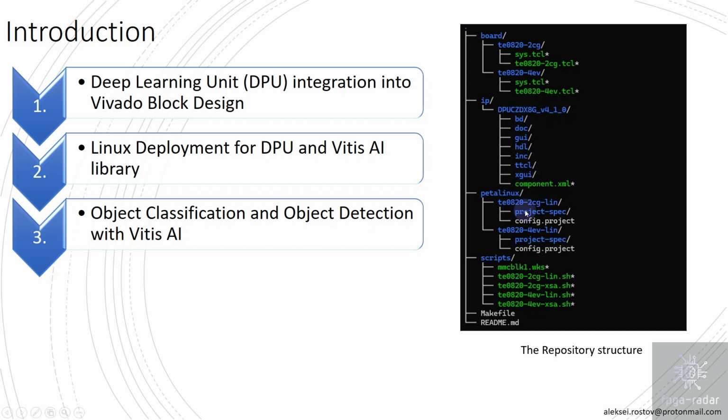The next folder is PetaLinux. The PetaLinux folder also consists of some subfolders devoted to a certain board with settings for the PetaLinux project. All necessary packages, all necessary recipes for the Vitis AI library are already included in every subfolder. And the last folder is scripts, with some scripts that allow me to build either the Vivado project or PetaLinux.